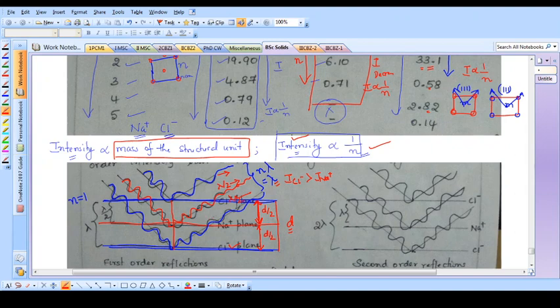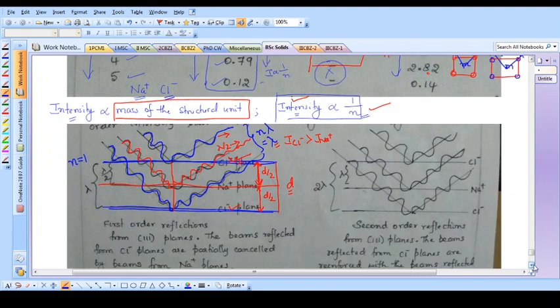So what is happening here? X-rays reflected from chloride planes are undergoing constructive interference, but the X-rays reflected from a sodium plane, which are out of phase, result in destructive interference. And please remember that the X-rays reflected from chloride have greater intensity than X-rays reflected from a sodium plane because they have greater mass.